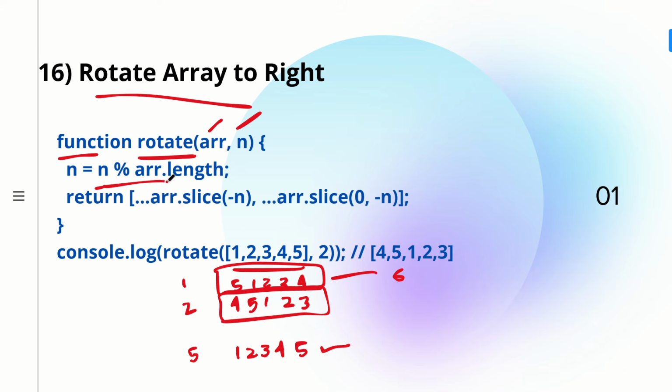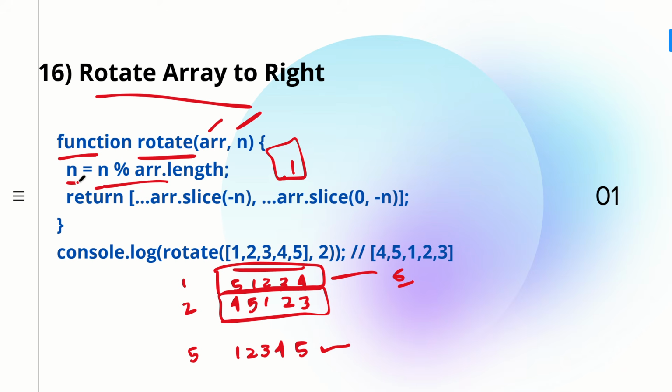So what is the remainder part of it? 1 modulus 5 will be 1, right? So you have to rotate it by 1, whereas 6 modulus 5 will also be 1. So 1 or 6 modulus 5 will be 1. So anyway you are going to get the same result. That is why we are writing this modulus part.